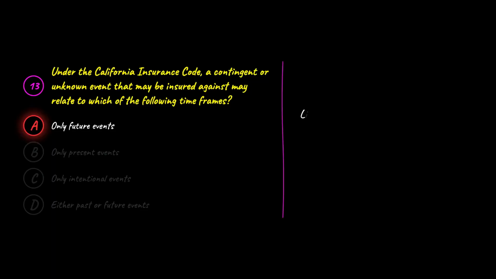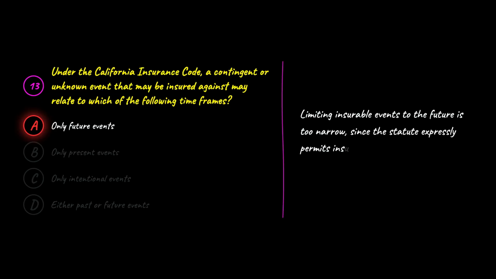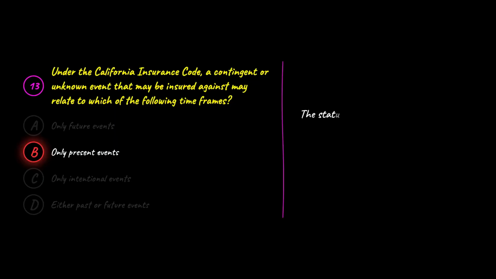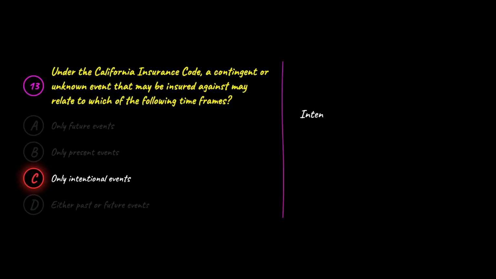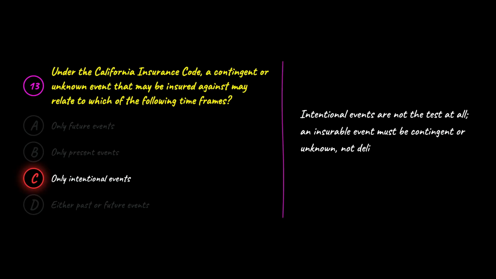A is wrong because limiting insurable events to the future is too narrow, since the statute expressly permits insuring a past event that is still unknown. B is wrong because the statute is not confined to present events. What matters is uncertainty, and that uncertainty can attach to a past or future occurrence. C is wrong because intentional events are not the test at all. An insurable event must be contingent or unknown, not deliberately brought about by the insured.